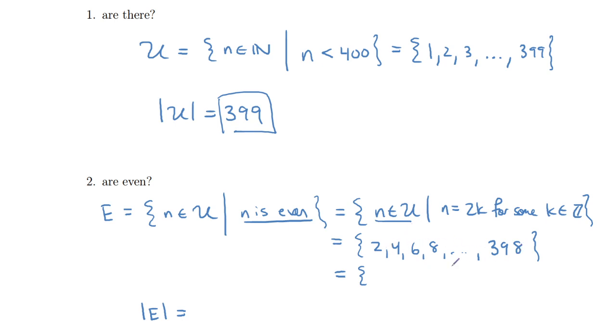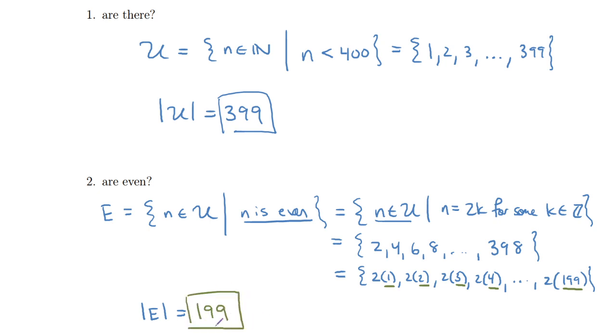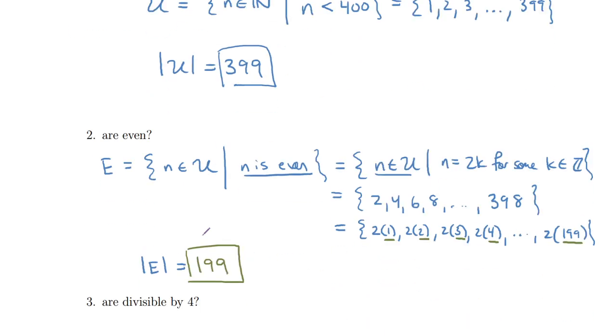Here it's not crazy hard, but if you stare at it a little bit, I could write this as 2 times 1. I could write this as 2 times 2, 2 times 3, 2 times 4, and then you keep going, and then 398 is 2 times 199. Now if you look at the second factor, it's a little easier to count them. Do you see that it goes 1, 2, 3, 4, all the way up to 199? So this total is 199. There's 199 even numbers that are positive and less than 400.